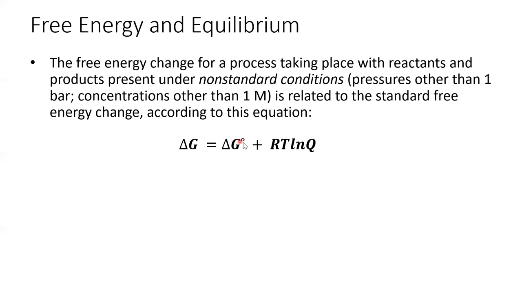So this little naught sign here tells us that the values are at standard conditions. Okay, one atm, one molar concentrations. This value here means we're not at standard conditions. And if we look, we have a Q here, which is not equilibrium values. So we're going to relate K and Q and delta G.